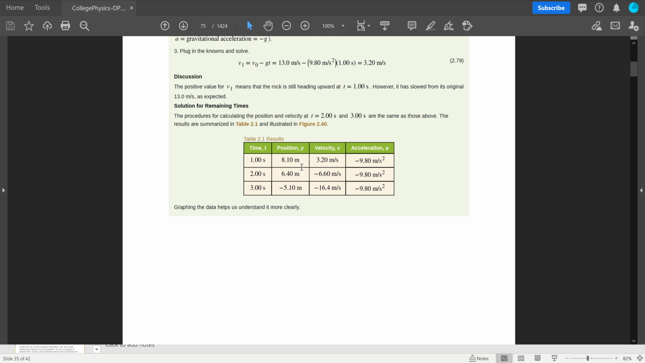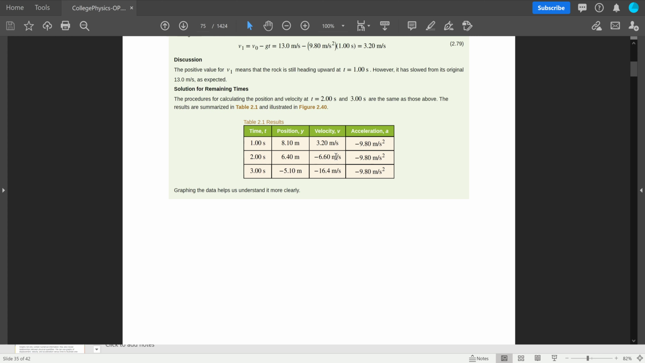Same thing with our velocity. We know that it was at 3.2 after 1 second, but we were going against our initial direction here. So we know that it was definitely falling towards the Earth after 2 seconds and farther after 3 seconds because of these negatives here. Now, if this was a positive 6.6, that means from position 1 to position 2, it actually increased. But because of this negative, we know that we're working against the initial direction that we called for.